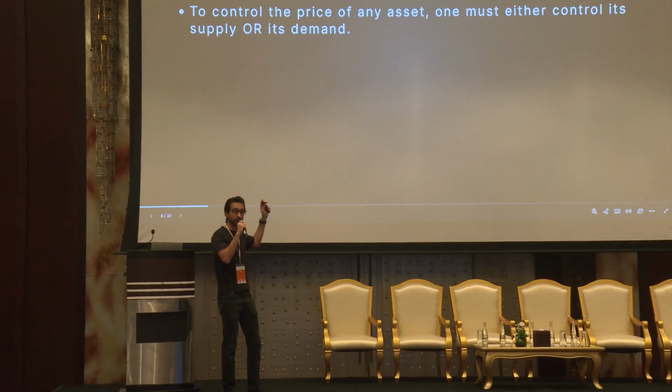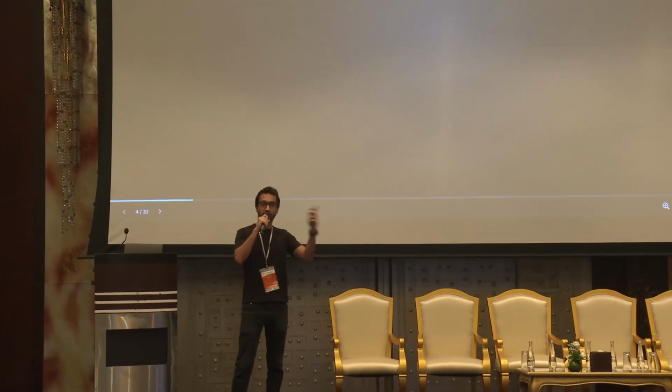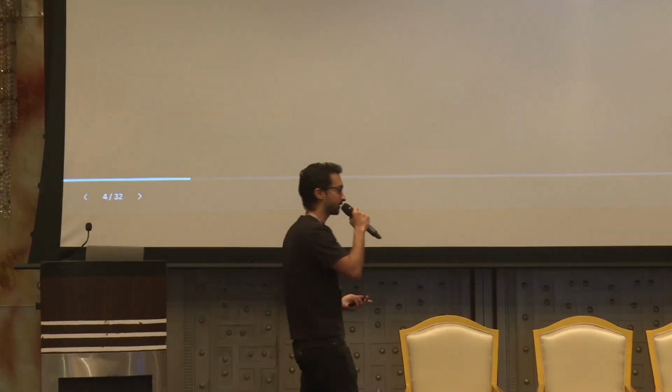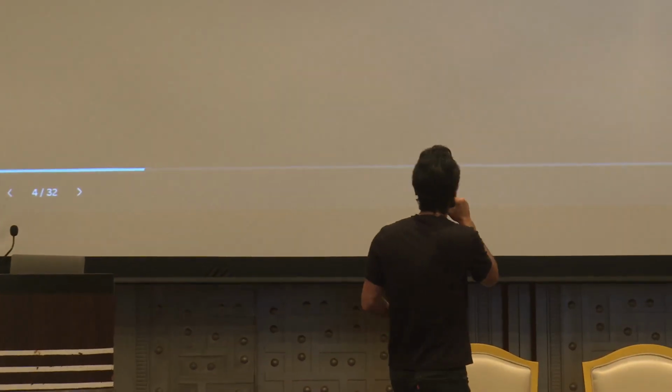If you're able to change either of the two whenever the other changes, then you can change the one you control to set the price, because price is a function of supply and demand. So unfortunately, we cannot control demand.